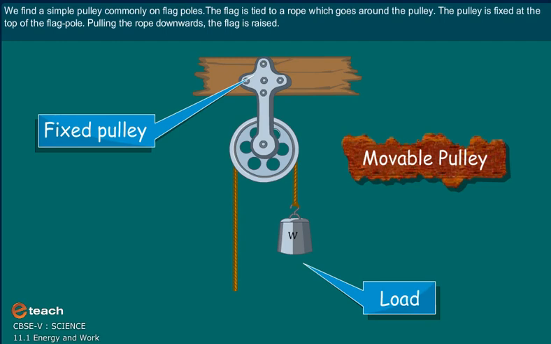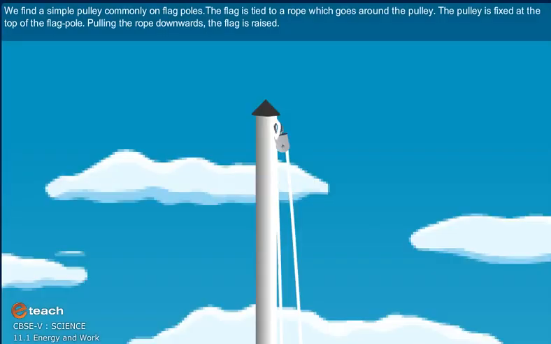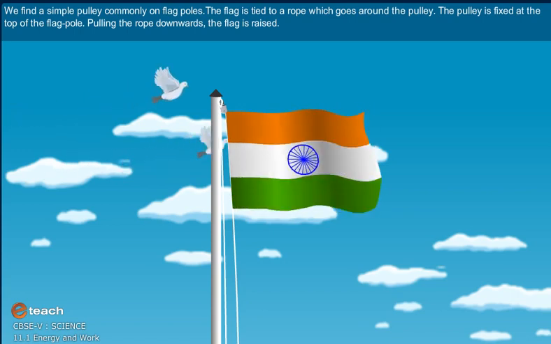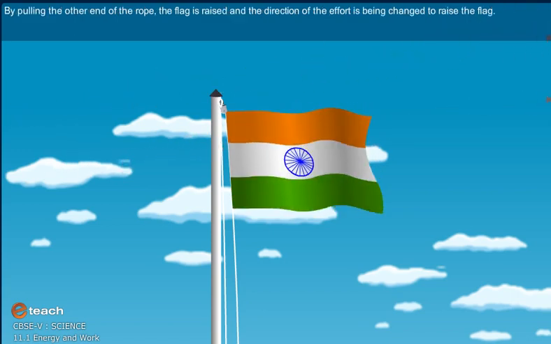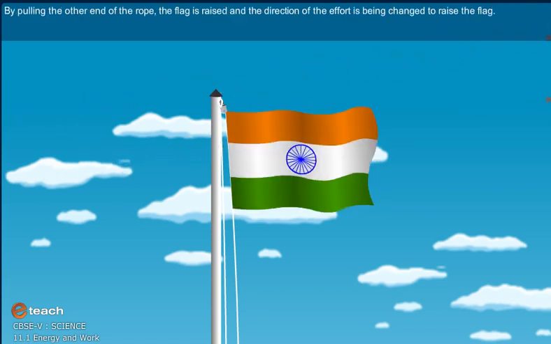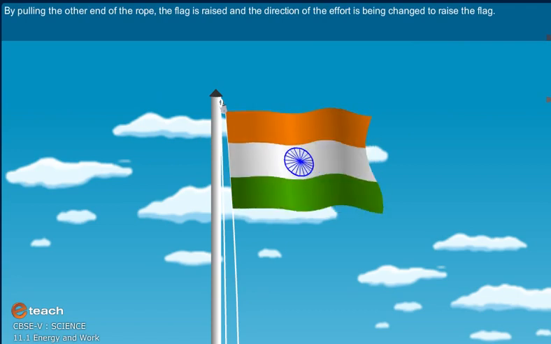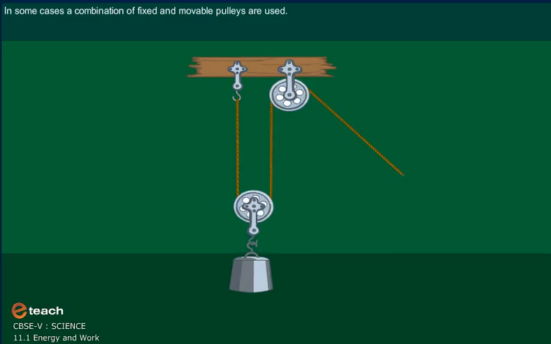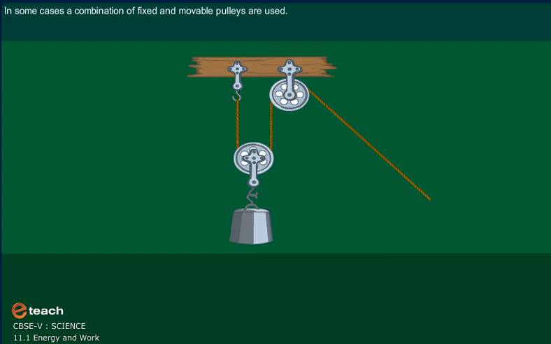We find a simple pulley commonly on flagpoles. The flag is tied to a rope which goes around the pulley. The pulley is fixed at the top of the flagpole. Pulling the rope downwards, the flag is raised. By pulling the other end of the rope, the flag is raised and the direction of the effort is being changed to raise the flag. In some cases, a combination of fixed and movable pulleys are used.